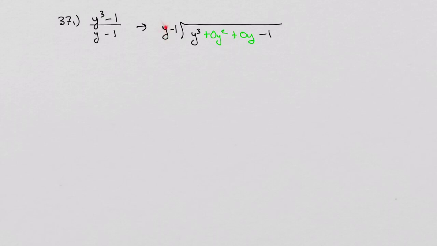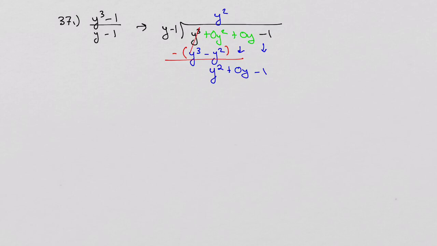So, how many times does y go into y cubed? Well, it goes into it y squared times, and then y squared times y minus 1 gives me y cubed minus y squared, and I'll subtract that, and the y cubes will cancel by design, because it's going to be y cubed minus y cubed. Then it's going to be 0y squared minus negative y squared. Those are two minuses here, so that's really 0y squared plus y squared, so we end up with a positive y squared. We'll bring down the plus 0y and the minus 1.